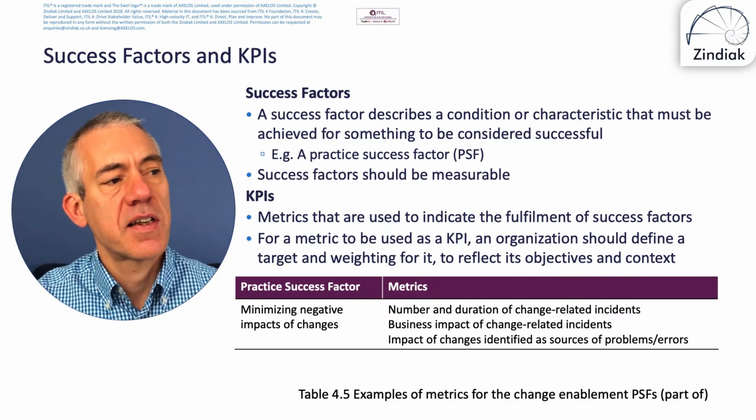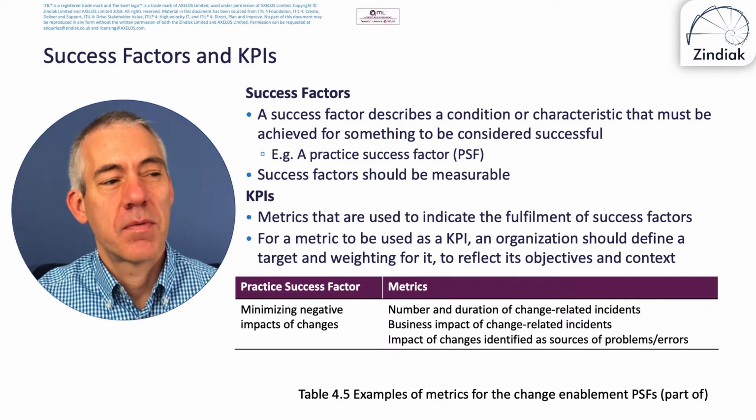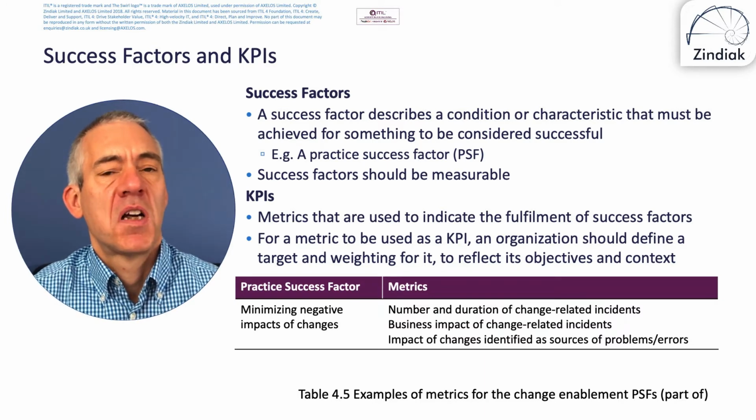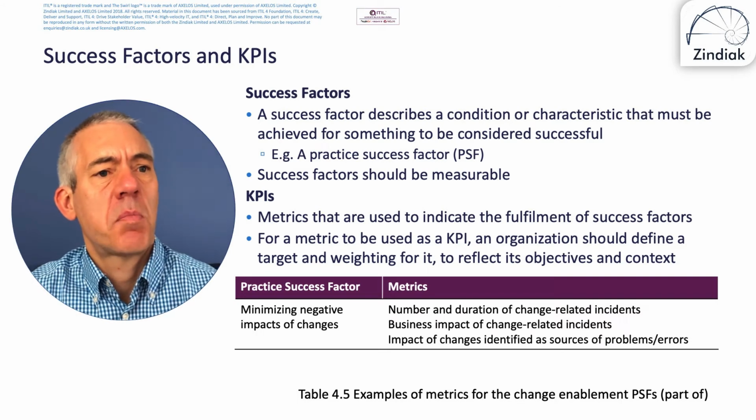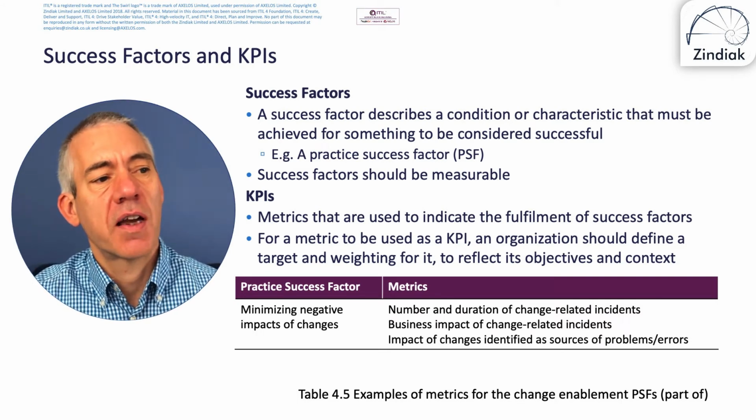So there we've got the example in table 4.5. Part of it, I've just put one example on there for you. Practice success factor: minimizing negative impact of changes. So you can see that's unspecific. Minimizing, well, what does that mean? Does that mean no impact or 10% impact? So we need a metric.